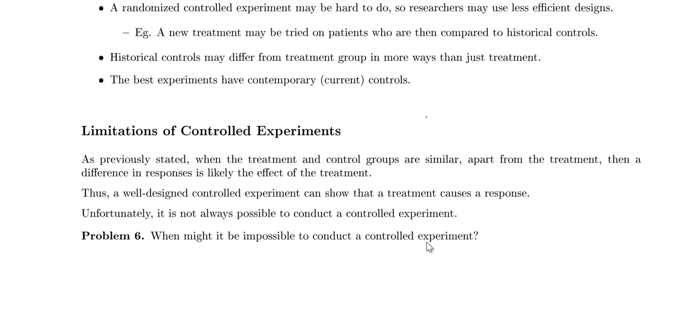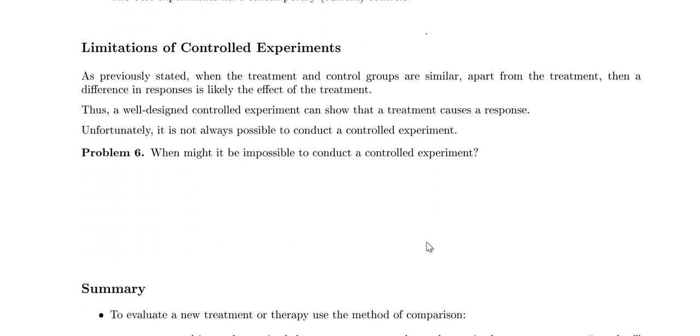There are some limitations of controlled experiments. As we said before, when our treatment and control groups are similar apart from the treatment, then a difference in responses is likely the effect of the treatment. And so a well-designed controlled experiment can show that a treatment causes a response. Unfortunately, it's not always possible to conduct a controlled experiment. So when might it be impossible to conduct our controlled experiment?